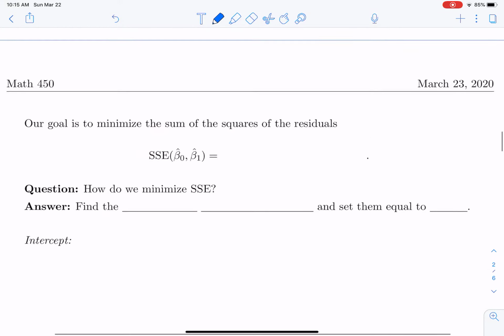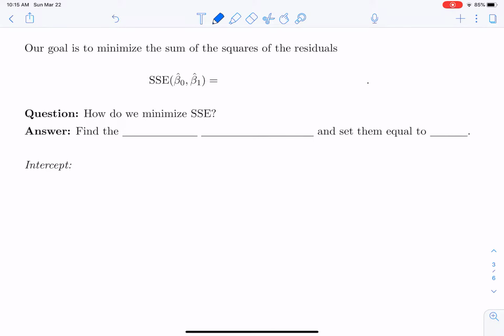Okay, so to summarize, our goal is to minimize the sum of the squares of those residuals. That's going to be the sum from i equals 1 to n of y sub i minus y sub i hat squared. Now, if that was actually the variance, we would be dividing by something like n minus 1, but we don't need to do that in order to minimize that quantity. So we'll just define the sum of the squares of the errors to be the sum of the squares of these residuals.